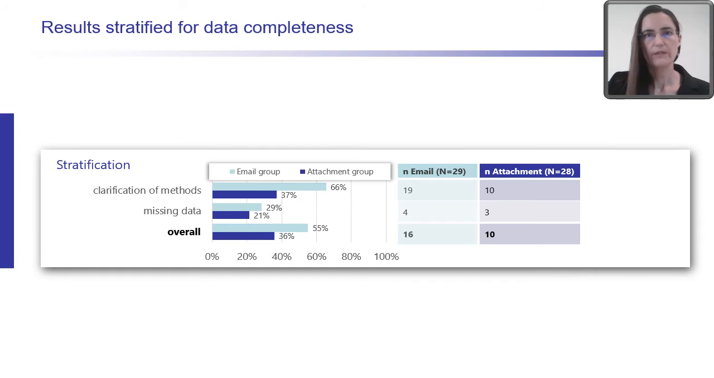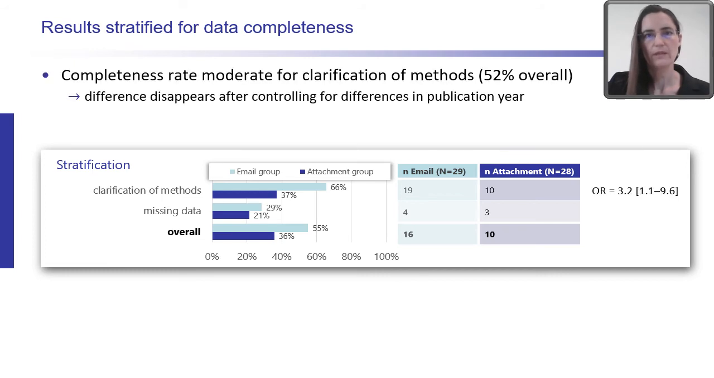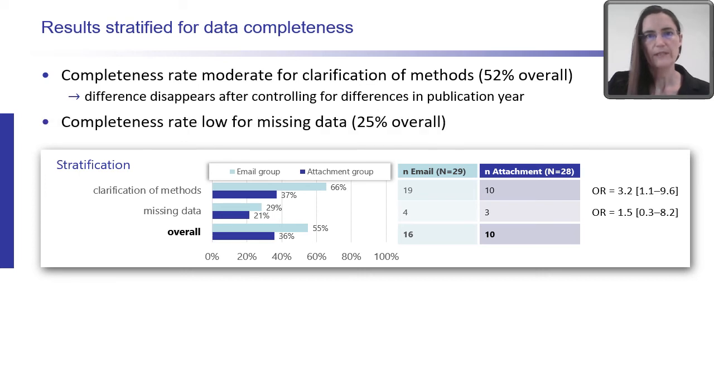When we stratified these results by the type of information requested, we found, as others have before, that authors more often provide clarification of methods than missing data. For clarification of methods, we saw that email requests were better than attachments with an odds ratio of 3.2, but this difference disappeared after controlling for the baseline imbalance in the publication year that I mentioned earlier on. For missing data, the completeness rate was low, and we found no evidence for a difference between the groups.